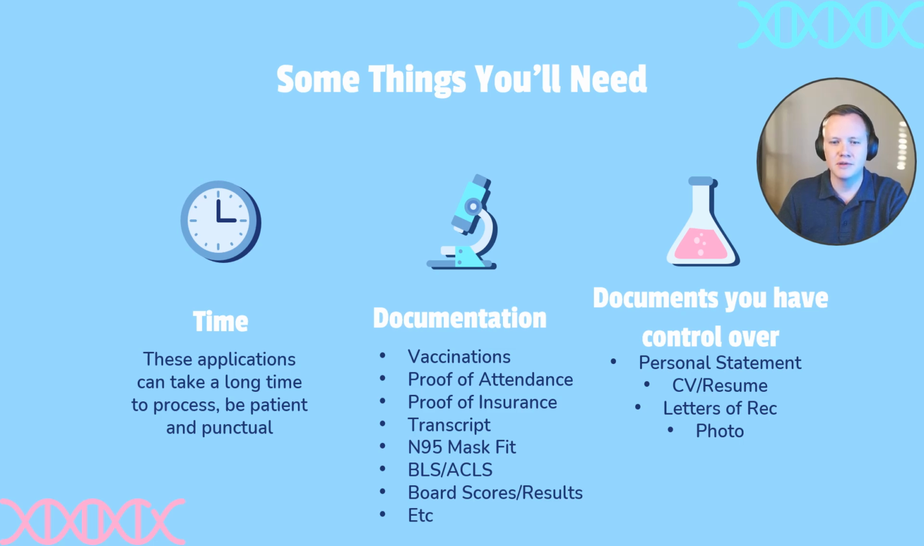So some things that programs have asked for that I've seen, this is not exhaustive, but this is mostly boring stuff, like your vaccine record, proof of attendance at your institution, proof of insurance, proof of health, and that can be health insurance or malpractice insurance, your transcript, your N95 mask fit. This took me forever to track down. You're going to want to make sure you can find that. BLS, ACLS certifications, make sure those are up to date and that they don't lapse before you start the rotation. Board score results, and any number of things.